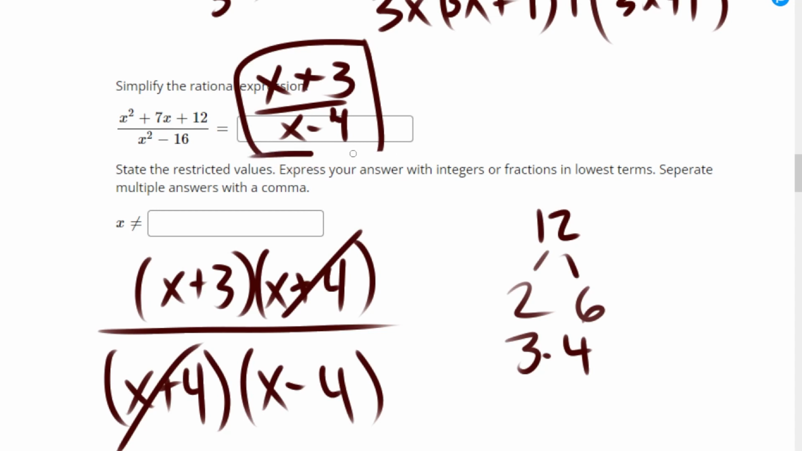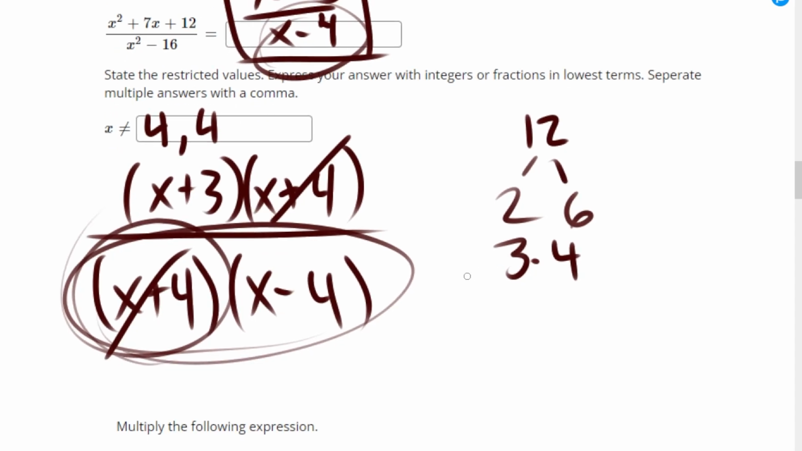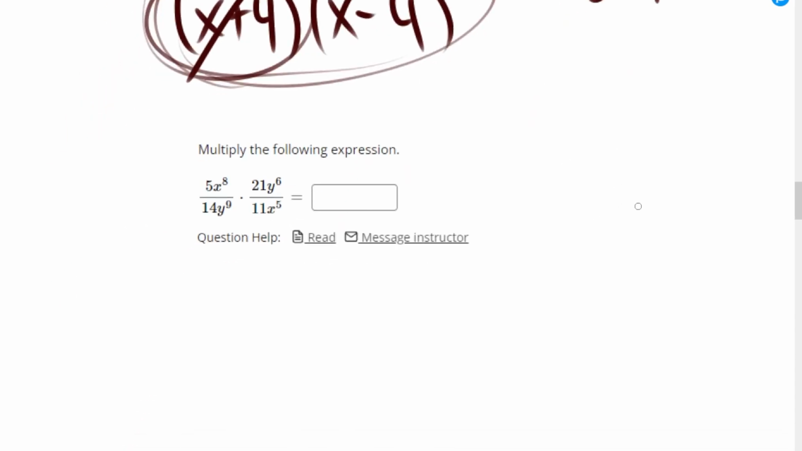It says state the restricted values. Again, we're going to be looking at our original graph. So we cannot have positive 4, but we also can't have negative 4 because of our original graph. So 4 and negative 4 are not answers. They are going to be our restrictions.